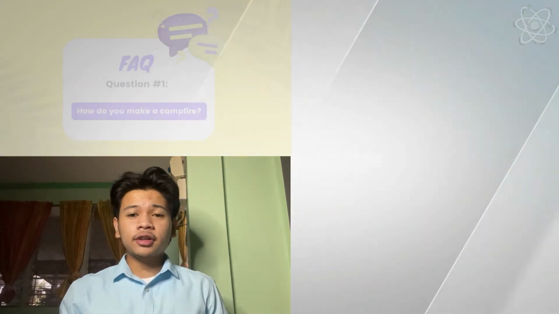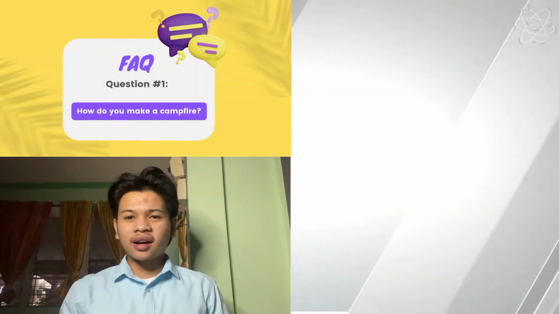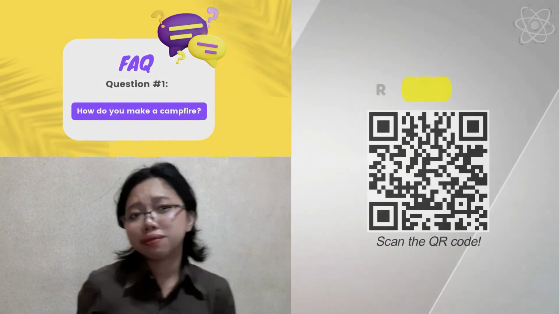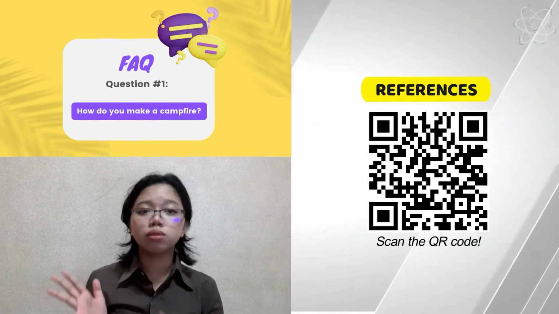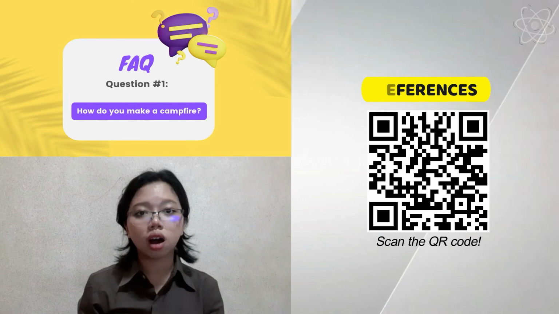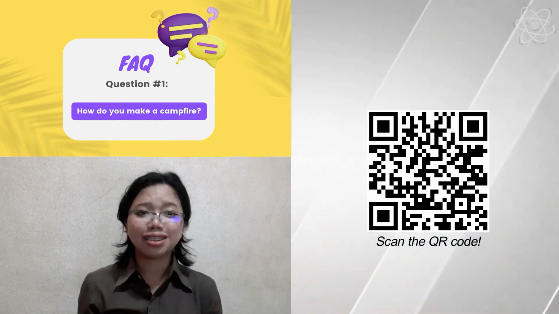We kept talking about campfires and their application in chemistry for 10 minutes. But how can we make a campfire? Making a campfire isn't really that difficult nowadays. You'll only need 5 essential items: wood, newspaper, cotton balls, fire starters, and dryer lint.